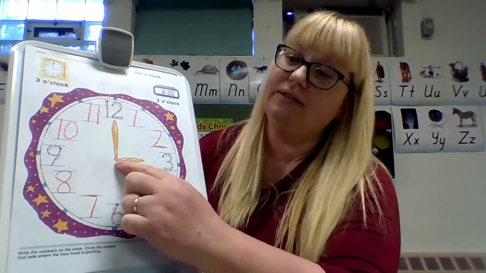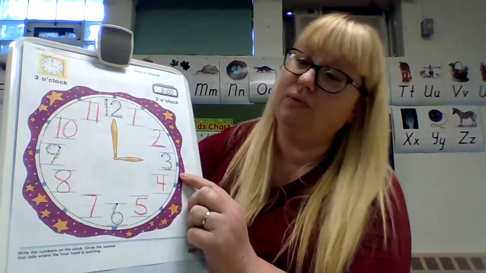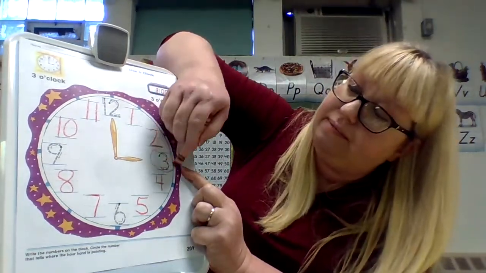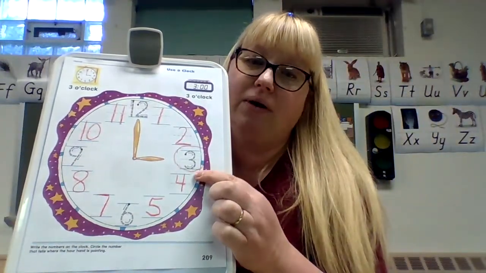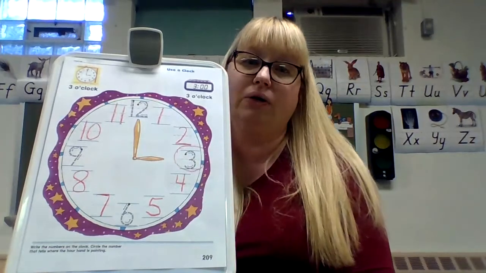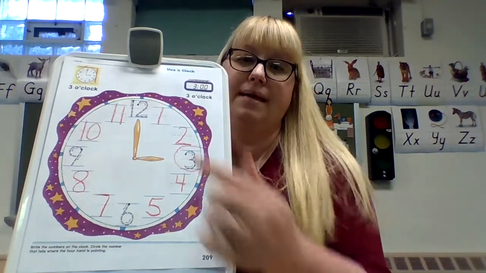The hour hand is the short hand. So what's it pointing to? The 3. So you're going to circle the 3. It's pointing to the 3. That's the hour. It's what hour? 3 o'clock hour. Okay, minutes of time.